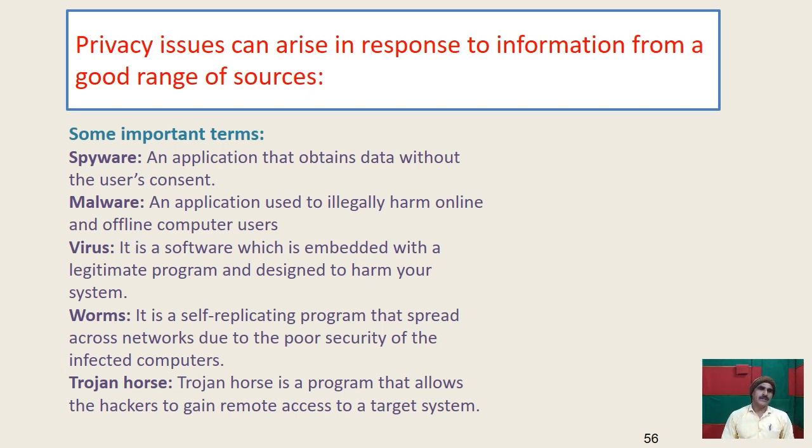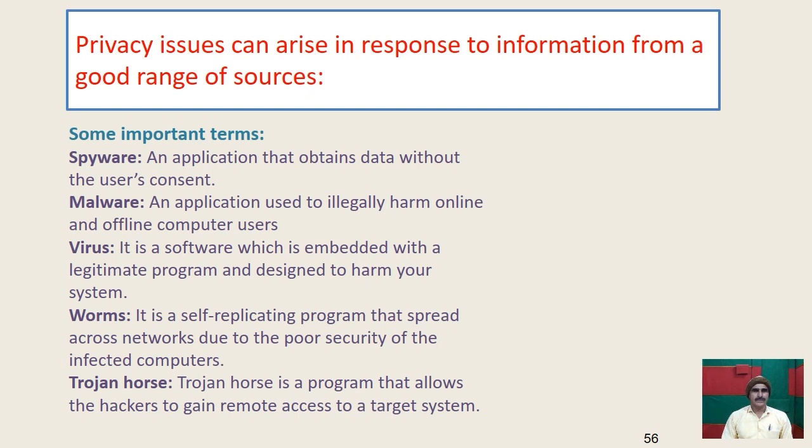Malware is a program or application used to illegally harm online and offline computer users. Means it can corrupt your data without your permission. Virus is software which is embedded in a legitimate program and designed to harm your system. So it is hidden in your program and it can harm and corrupt your system.